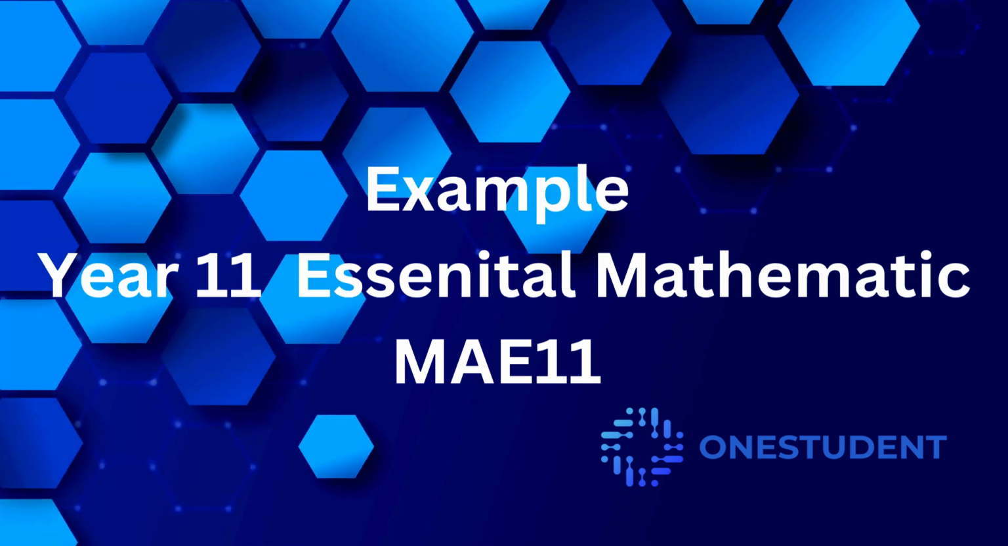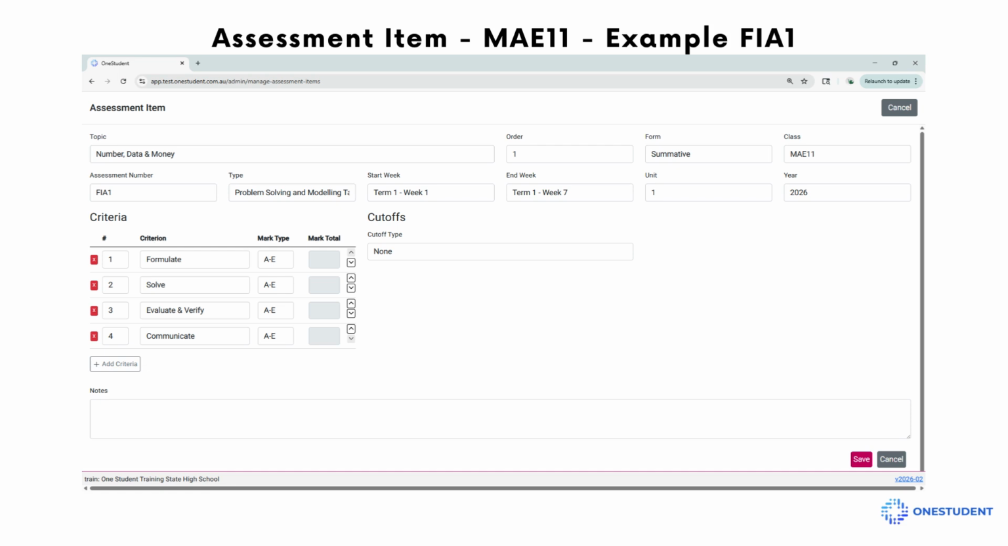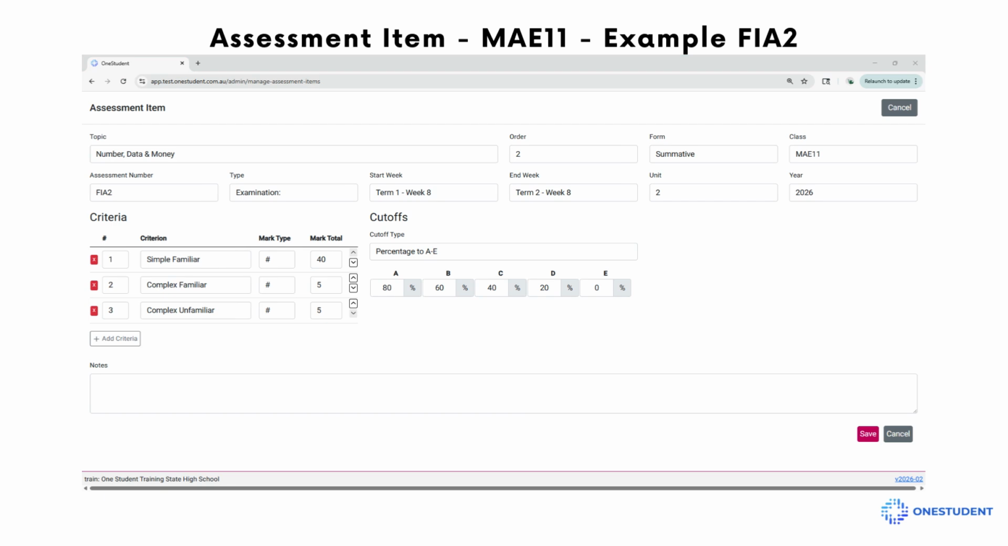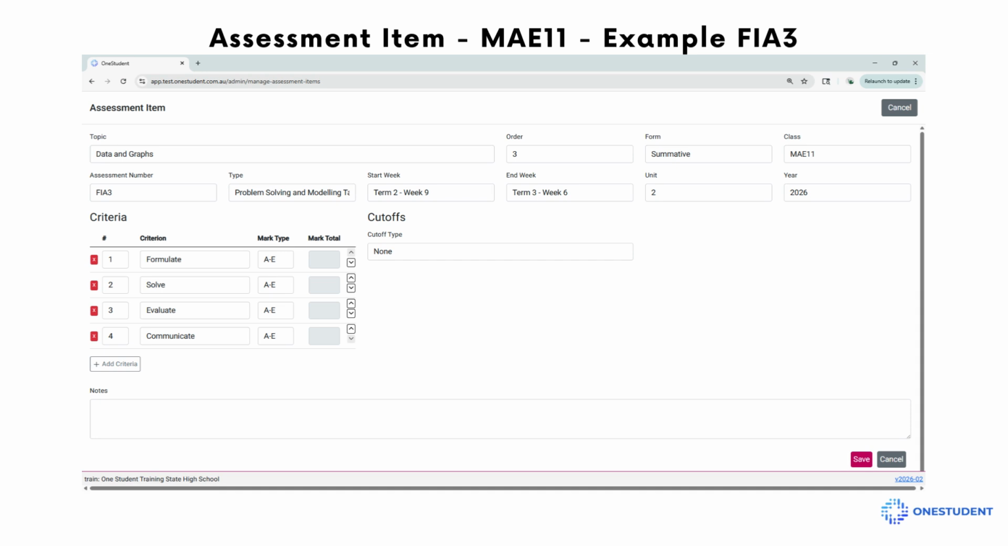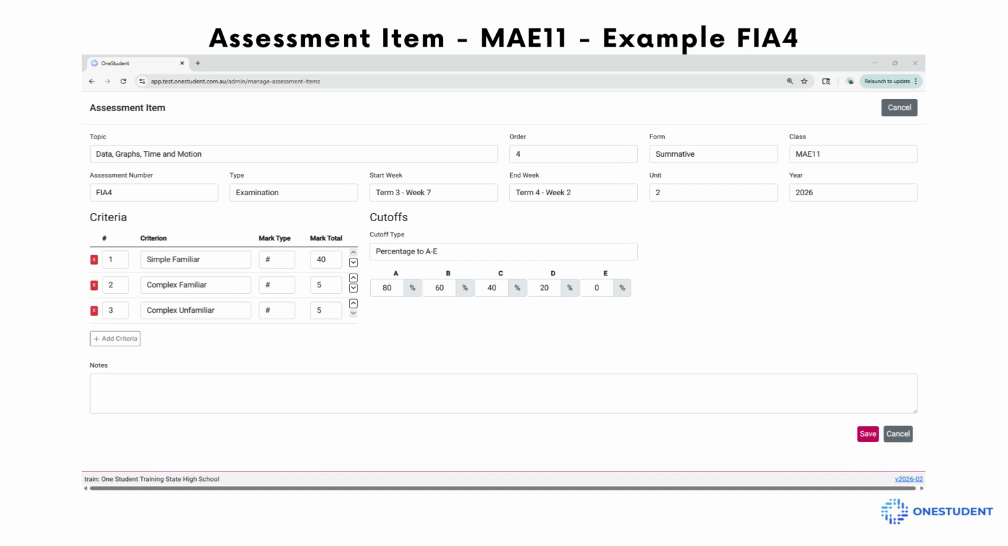Our next example is Year 11 Essential Mathematics, Class Code MAY 11. This example demonstrates another variation in assessment structure. Compared to the previous senior academic subjects, this class may contain different assessment models, weighting structures, and reporting requirements. The flexibility within Onestudent allows schools to support both general and essential subject pathways within the same platform.